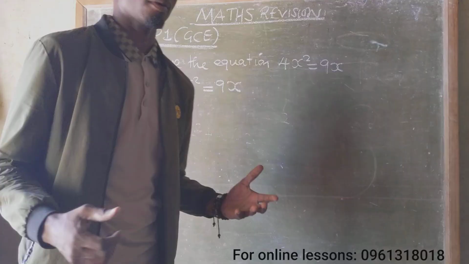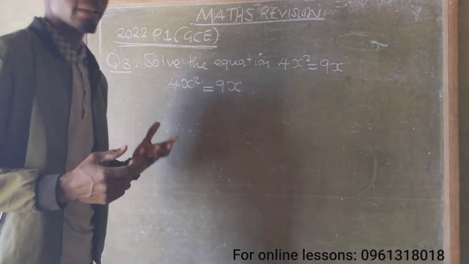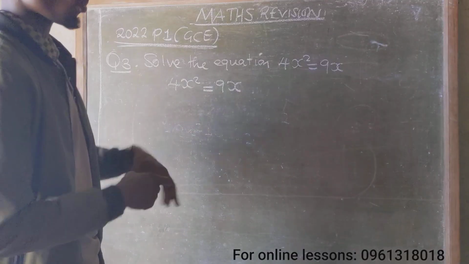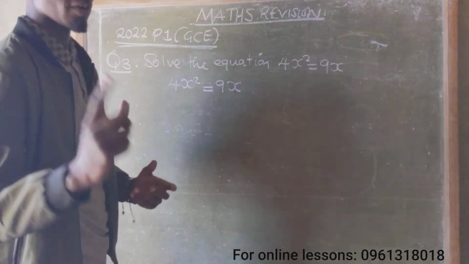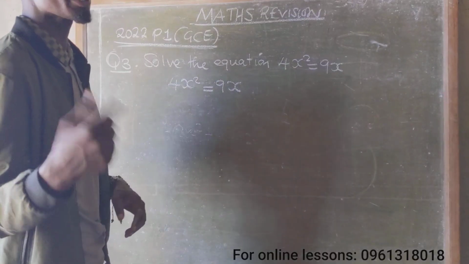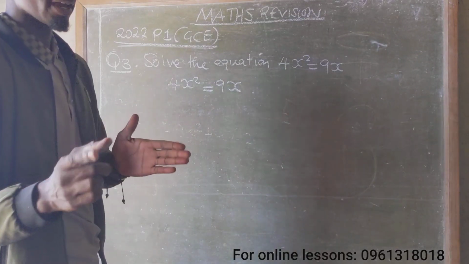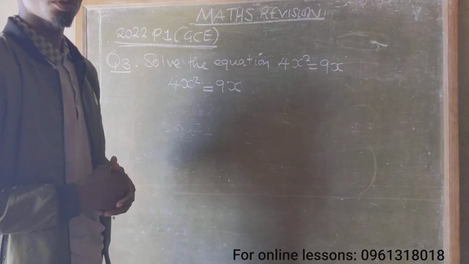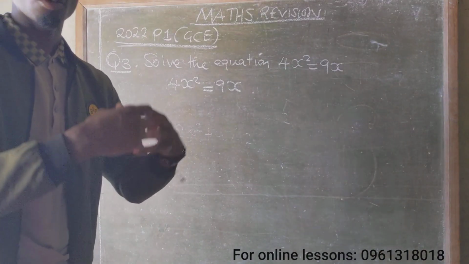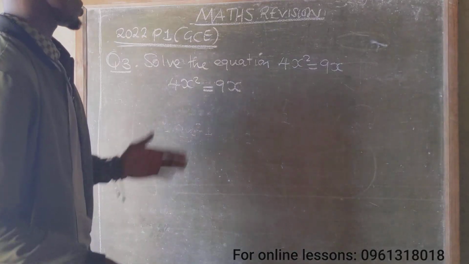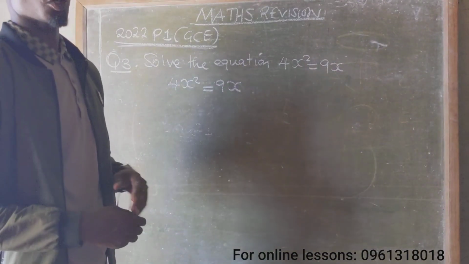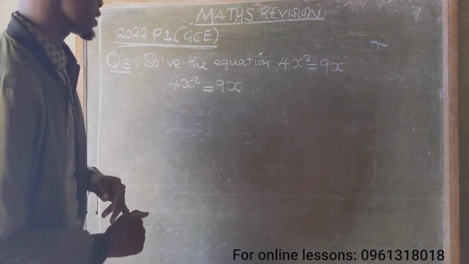Initially, our main thing to do is to identify which topic the question is from, and don't forget that this will help you to know which route or which method to use when actually solving the question, because each topic has got its own way of solving the questions. So this question is coming from equations, quadratic equations.